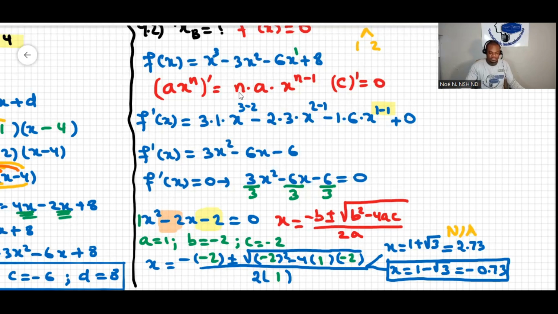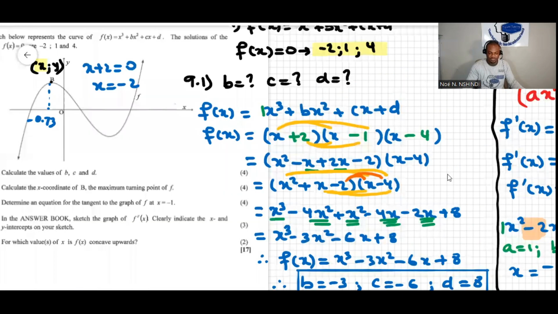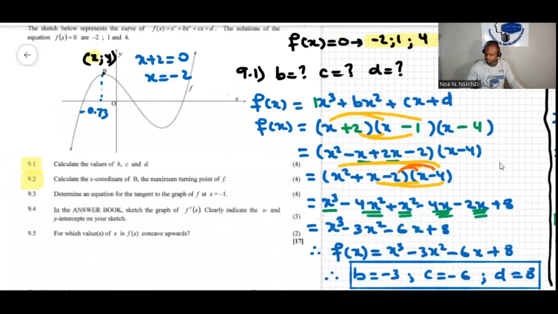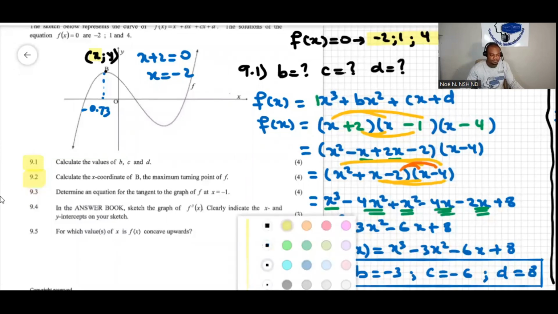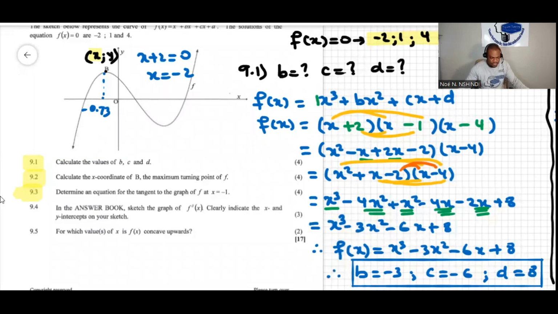Okay, thank you. Now let's see. The next question is question 9.3. What does the question say? The question says: determine an equation for the tangent to the graph of f at x equal to -1.